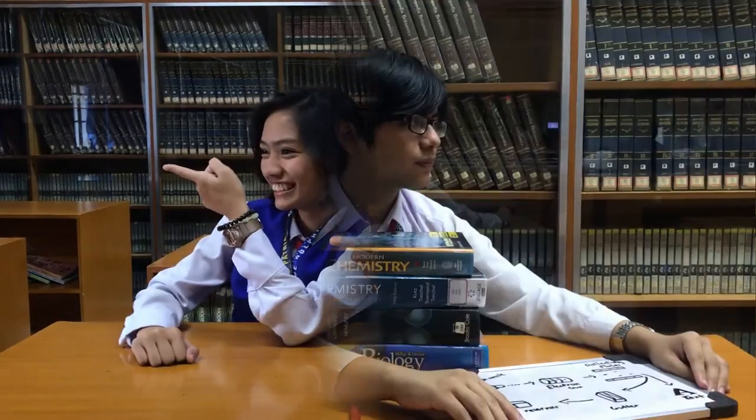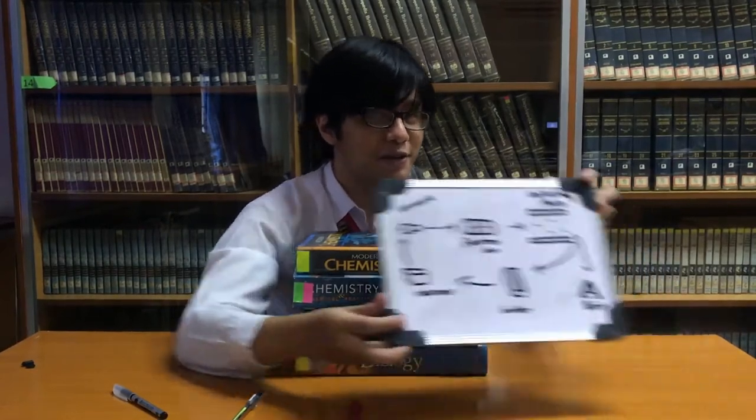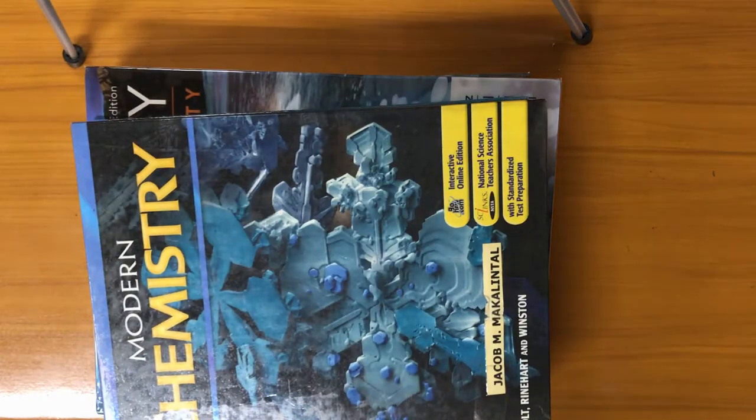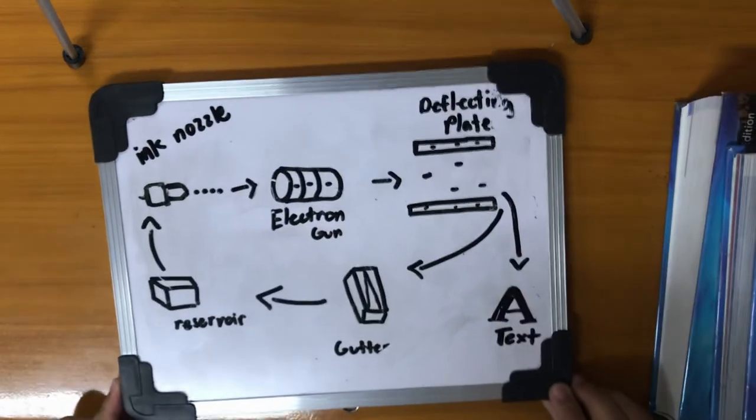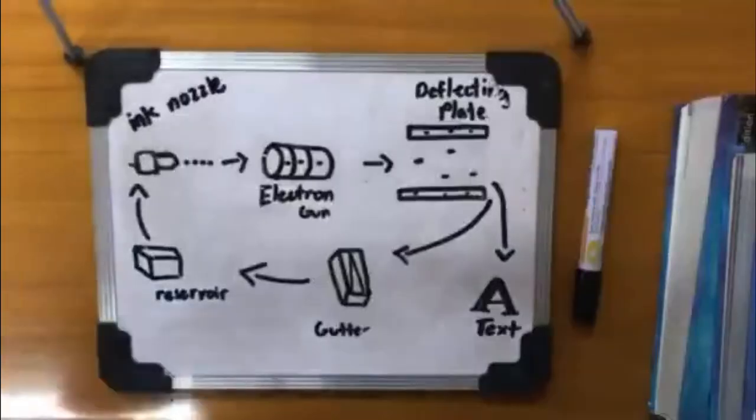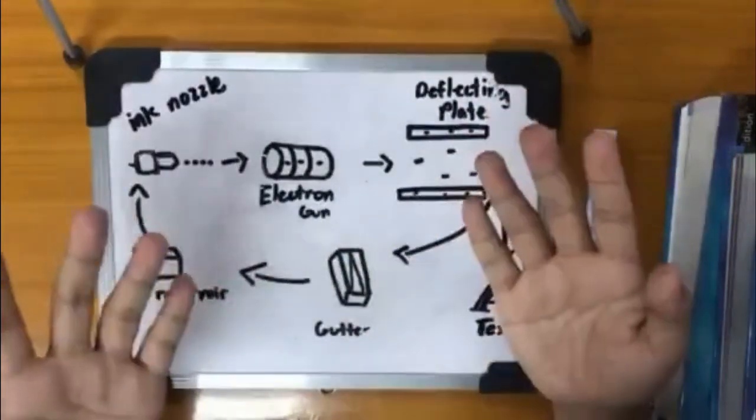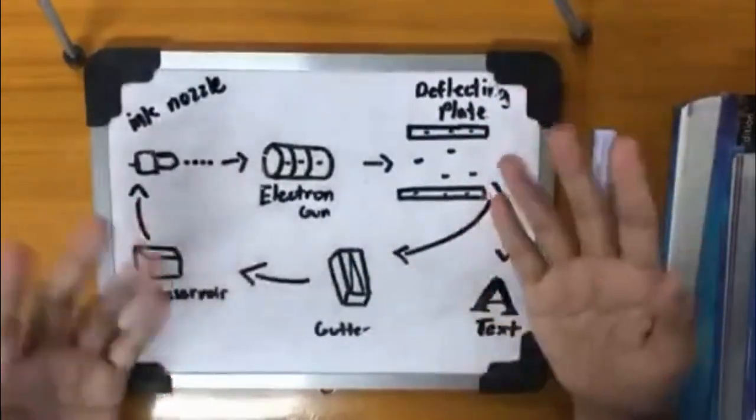Nice question, scientist Jenna. But let's have scientist James take over. Hi, I'm scientist James. Now, to answer that question, I'll have to explain to you the application of electrostatics in inkjet printers using this diagram. The inkjet printer, which is commonly used to print computer-generated text and graphics, also employs electrostatics.